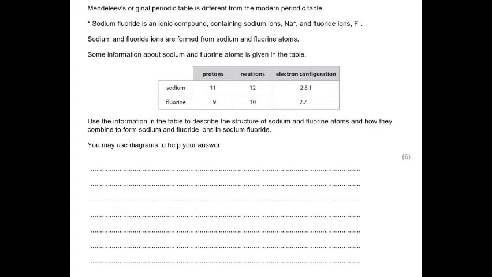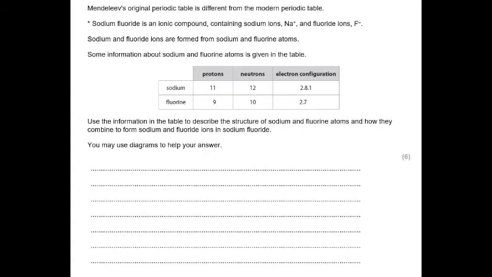Okay, so the last thing we're going to do for this lesson is we're going to look at this exam question. So this was taken from a previous chemistry GCSE. So it's asking you to use information in the table to describe the structure of sodium and fluorine atoms and how they combine to form sodium and fluoride ions in sodium fluoride. And it is a 6-mark question.